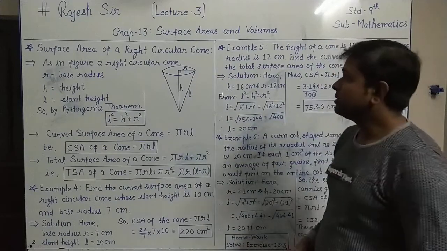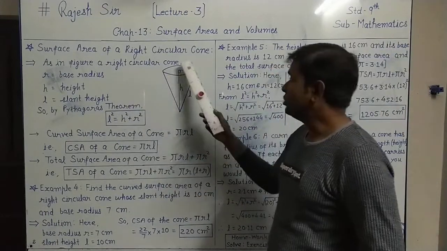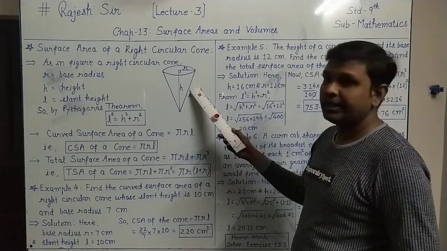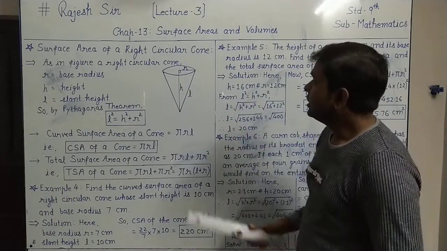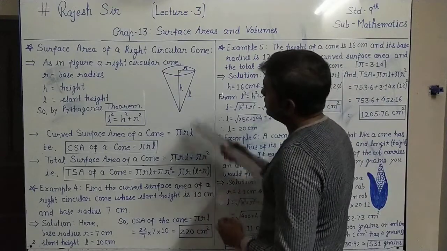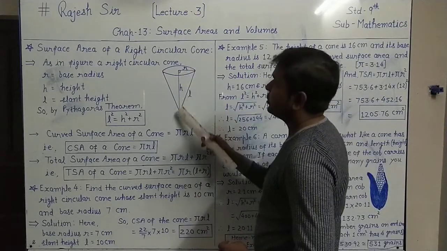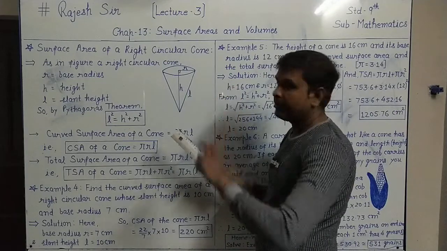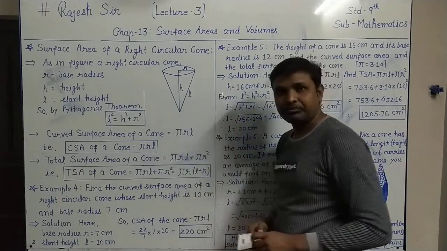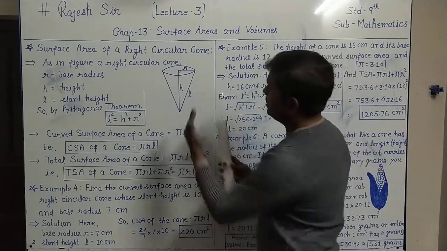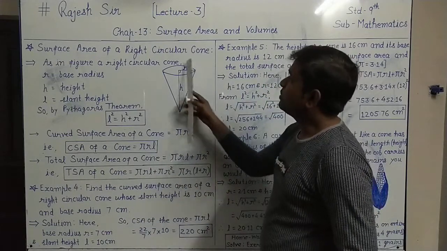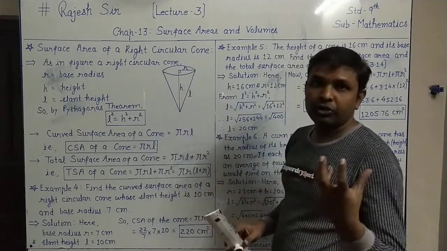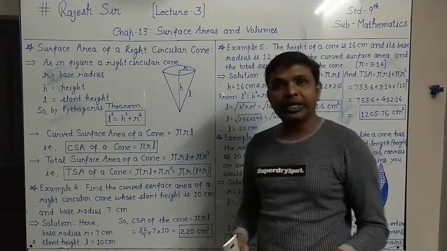To understand this, as in the figure, this is the right circular cone we have shown. In this, if you see carefully, this is called its straight height, the cone's height, denoted by a small h. This is the slant height, denoted by L. And this portion is called the base portion of the cone when you put it inverted.